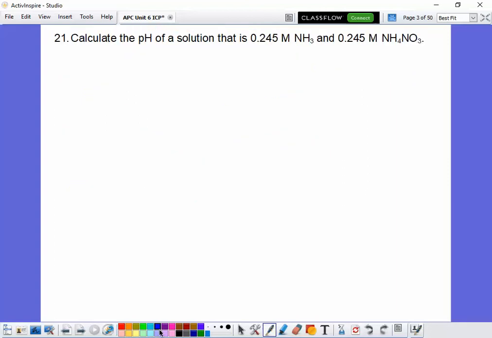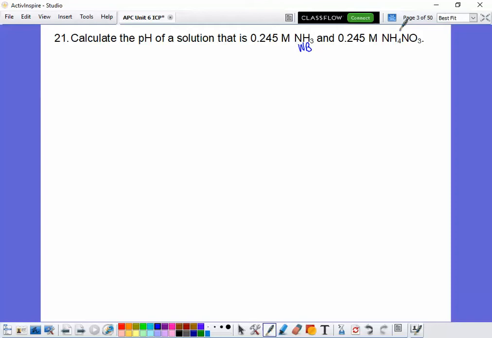So this one, we're going to be calculating the pH of a solution that is 0.245 molar NH3 and 0.245 molar NH4Cl. So what substances do I have in my buffer? NH3, which is what? Yep, that's my weak base. And, oh, I said NH4Cl. I meant NH4NO3. Sorry. I was trying to remember the problem.